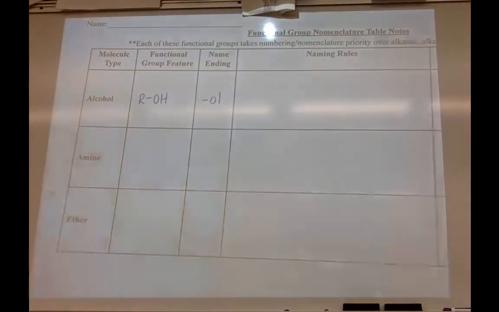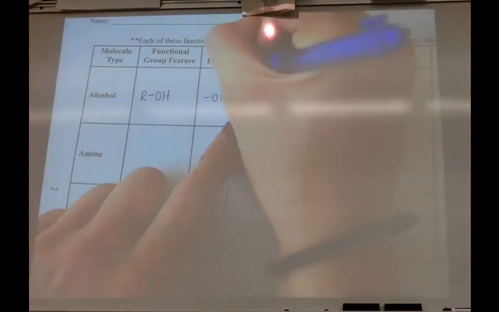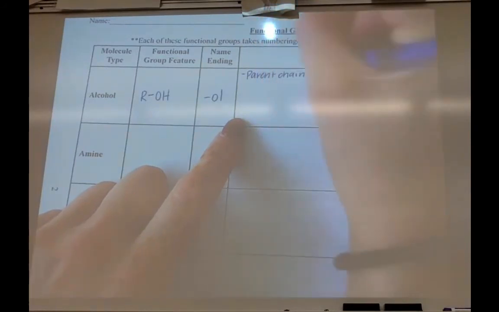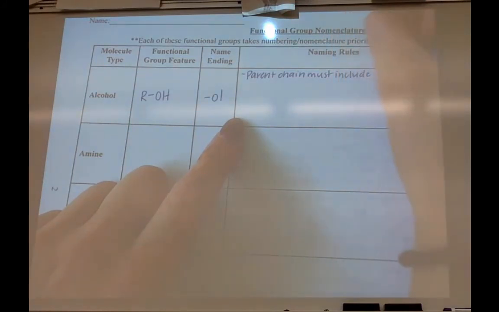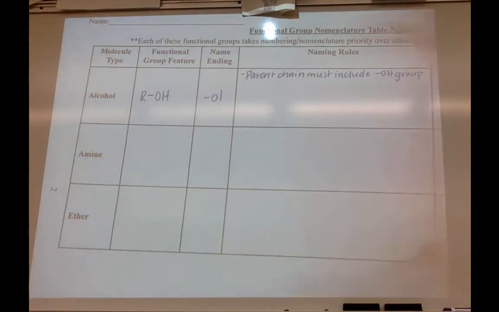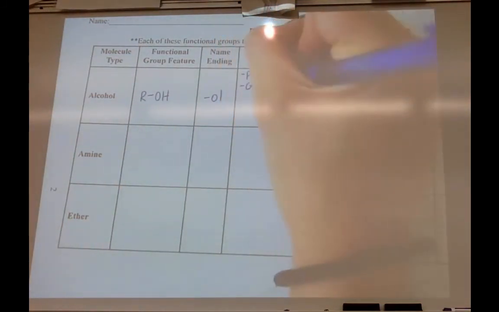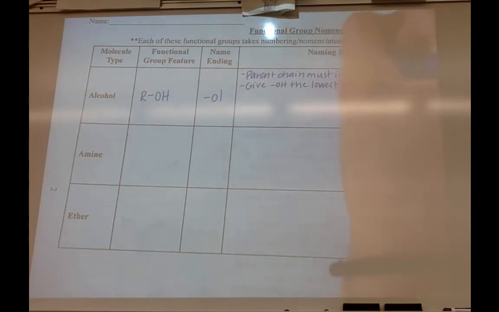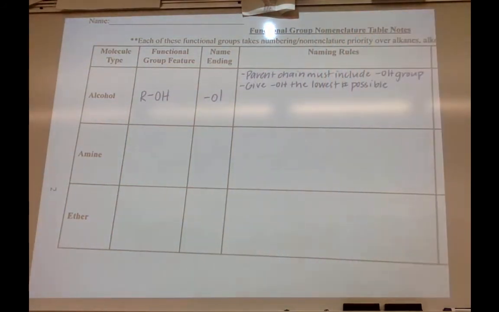When it comes to naming alcohols, this is another one that we see prefixes with. So when it comes to naming, the parent chain must include the OH group. Right? The parent chain must include the OH group. Give the alcohol, the OH, the lowest number possible. So now there's not one side that we have to start with. You just need to make sure that your alcohol, your OH group, has the lowest number possible.